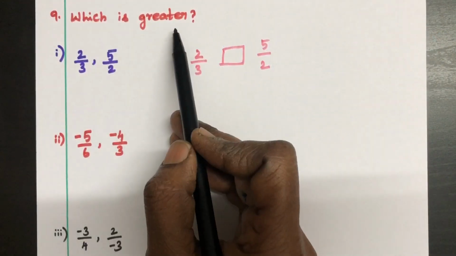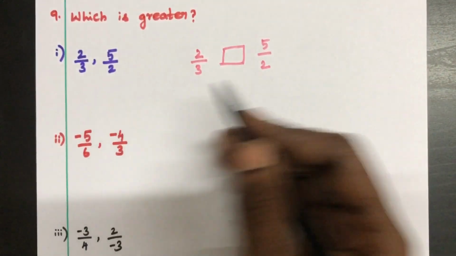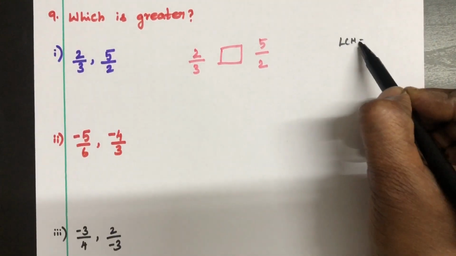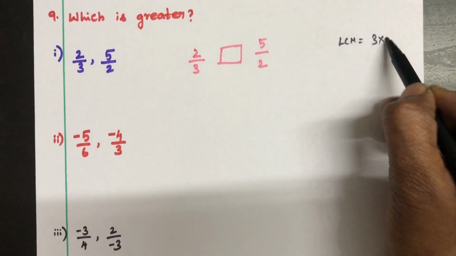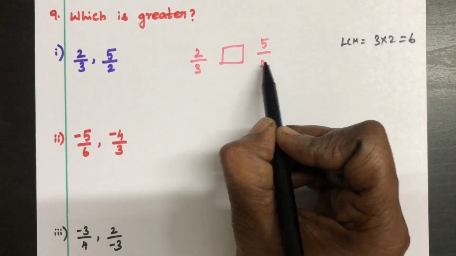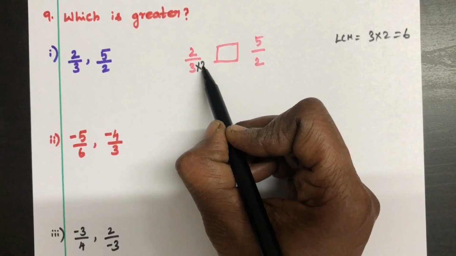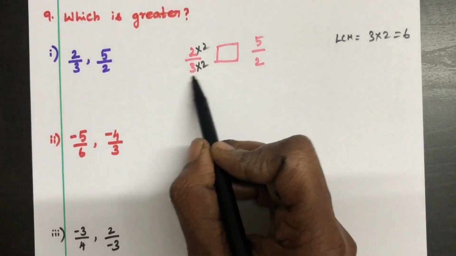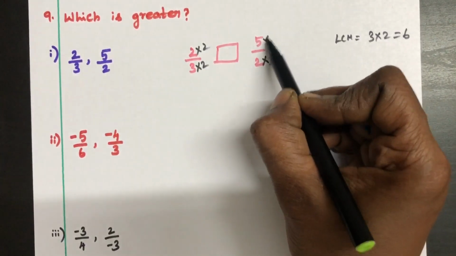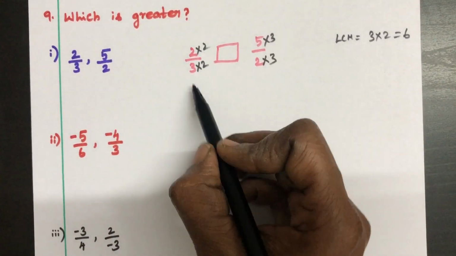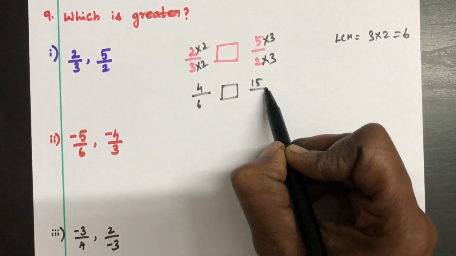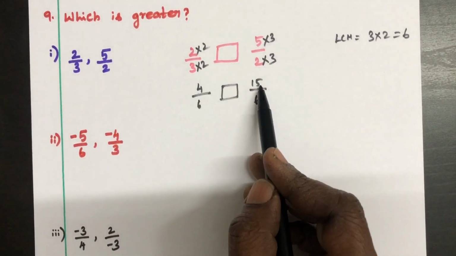Ninth question, which is greater? Same thing, like the comparison we have done in the 8th question. Same thing here also. What is the LCM of the denominators? 3 into 2 is equal to 6. So I want to make the denominators 6. So I am going to multiply here by 2. Then only the denominator becomes 6. Here if I want to change this to 6, just multiply it with 3, right? So this is 4 by 6 compared with 15 by 6. Which is bigger, 4 or 15? 15 is bigger.